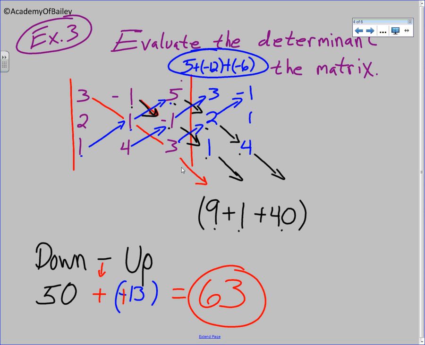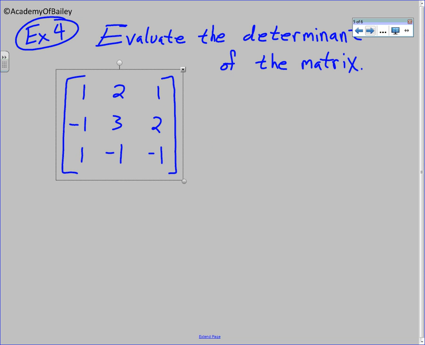A few more steps here. As long as you memorize the pattern, though, it's not too hard. It's just some multiplying and adding and subtracting. I have one more example here for you to try on your own, and then you can determine whether or not you know how to do this. Let me know if you have any questions.